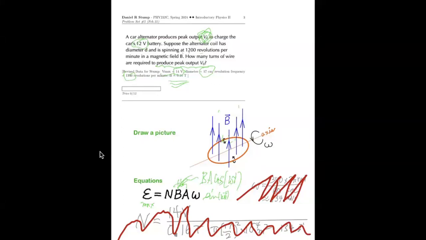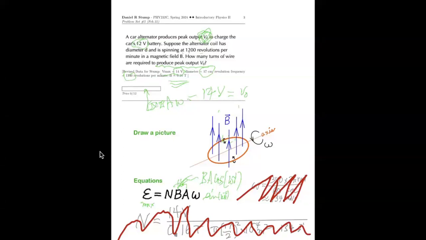So in fact, NBA omega, that's the quantity you have to put in this box. No, that's not what you put in the box. You want NBA omega to be 14 volts. That's V0. What goes in the box is N. So I have to solve this equation for N.